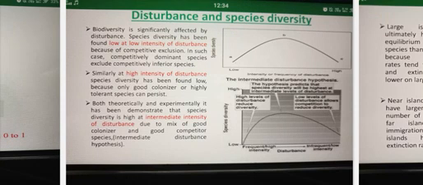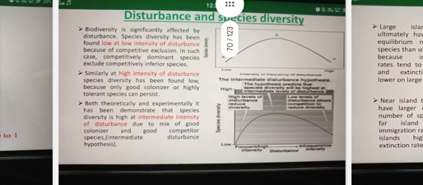Disturbance and species diversity. Biodiversity is significantly affected by disturbance. Species diversity has been found low at low intensity of disturbance because of competitive exclusion. In such cases, competitively dominant species exclude competitively inferior species. Similarly, at high intensity of disturbance, species diversity has been found low because only good colonizer or highly tolerant species can persist. Both theoretically and experimentally, it has been demonstrated that species diversity is high at intermediate intensity of disturbance due to a mix of good colonizer and good competitive species.